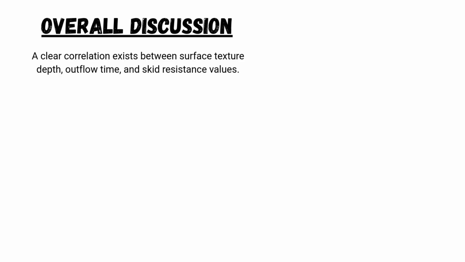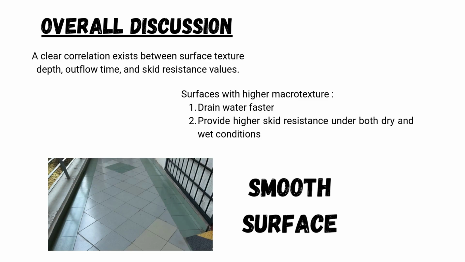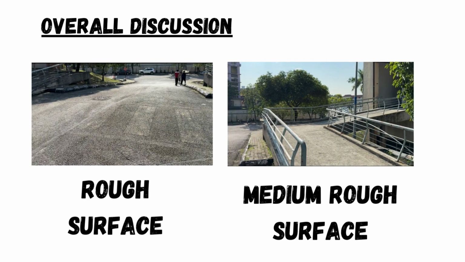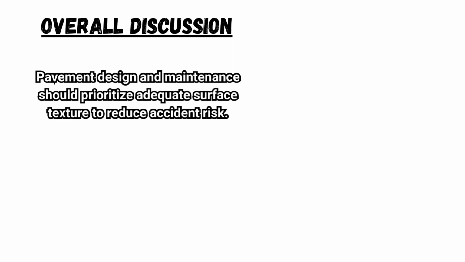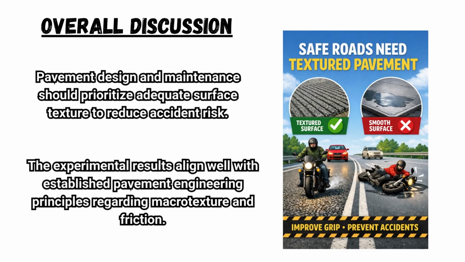A clear correlation exists between surface texture depth, outflow time, and skid resistance values. Surfaces with higher macro texture, 1. Drain water faster, 2. Provide higher skid resistance under both dry and wet conditions. The smooth surface consistently showed the poorest performance in all tests, especially under wet conditions. Rough and medium rough surfaces are more suitable for enhancing road safety. Pavement design and maintenance should prioritize adequate surface texture to reduce accident risk. The experimental results align well with established pavement engineering principles regarding macro texture and friction.